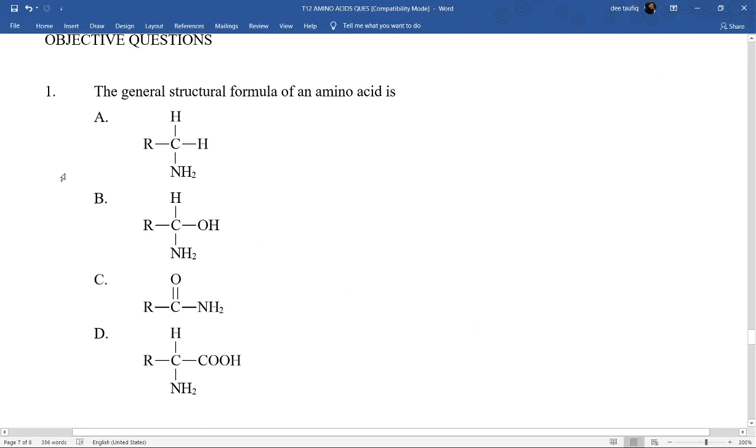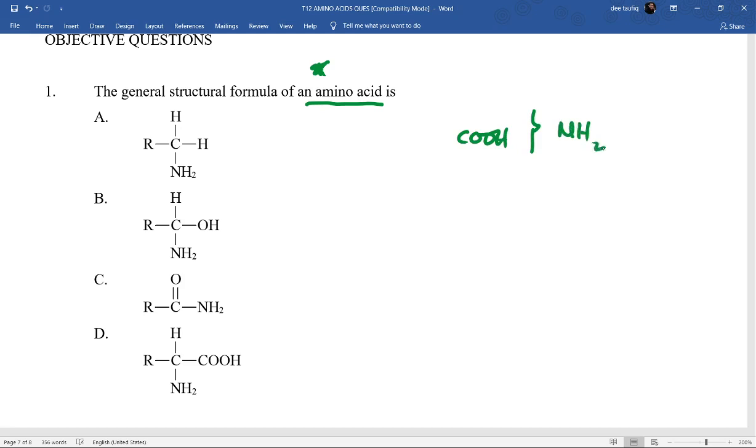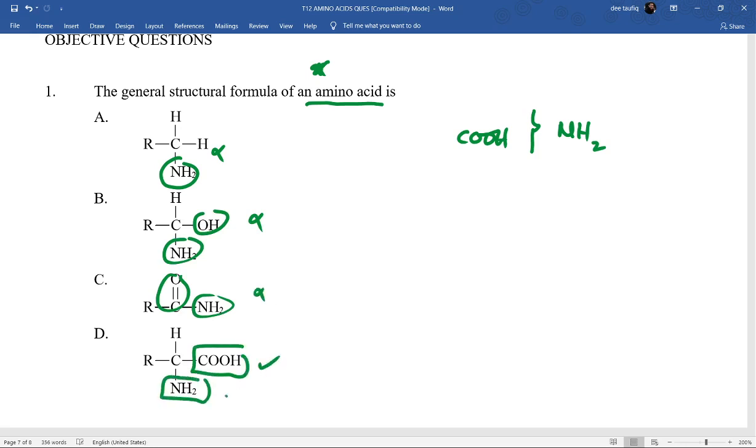The general structural formula of amino acids is, kita tak letak alpha, dia kata amino acid saja, not alpha. So must contain COOH and NH2. Ada NH2 saja salah. Ada OH, NH2, salah. Ada ni saja, salah. So kita ada COOH dengan NH2. Right, D. Dia mesti kena ada kedua-dua ni. Amino acid must contain carboxylic acid and amino group.